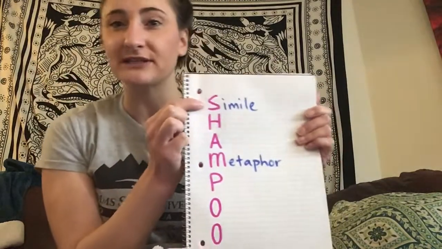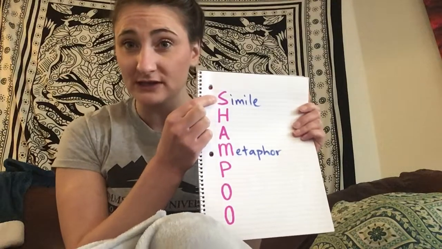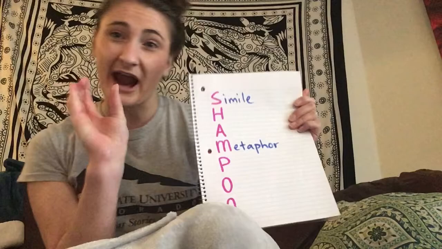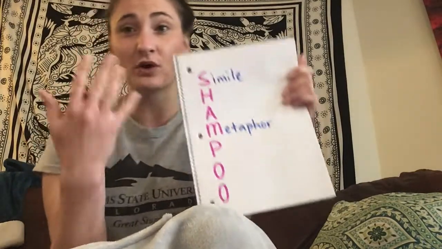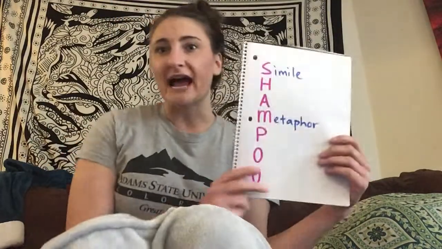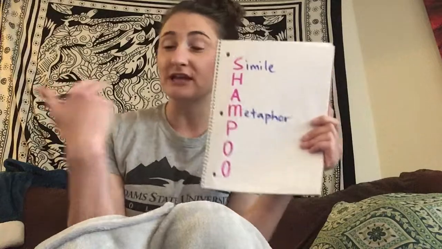A simile is a little bit different because when you are comparing two things, you compare them using the phrases like or as. Okay, so for example, he was as tall as a tower. That is comparing a tower to whoever he is, and I'm using like or as.